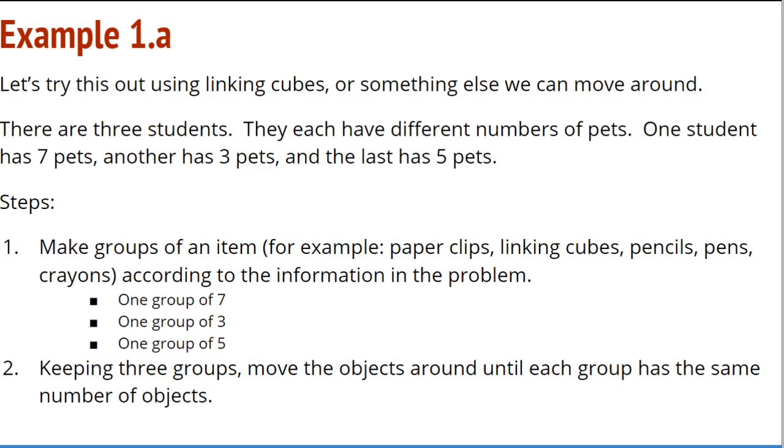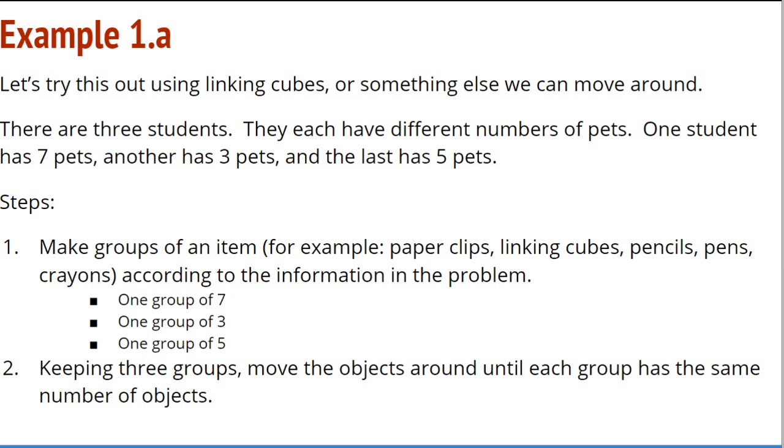And we're going to step away from the example and the exercises that are in the math workbook. I rewrote this section of the lesson so that the numbers were smaller and easier to work on at home. So there are 3 students. They each have different numbers of pets. One student has 7 pets, another has 3 pets, and the last has 5 pets.